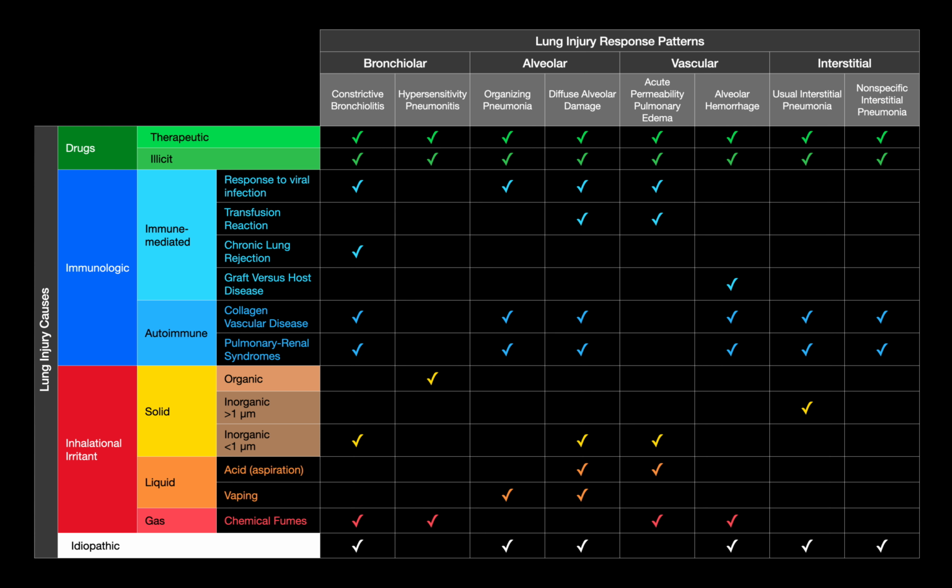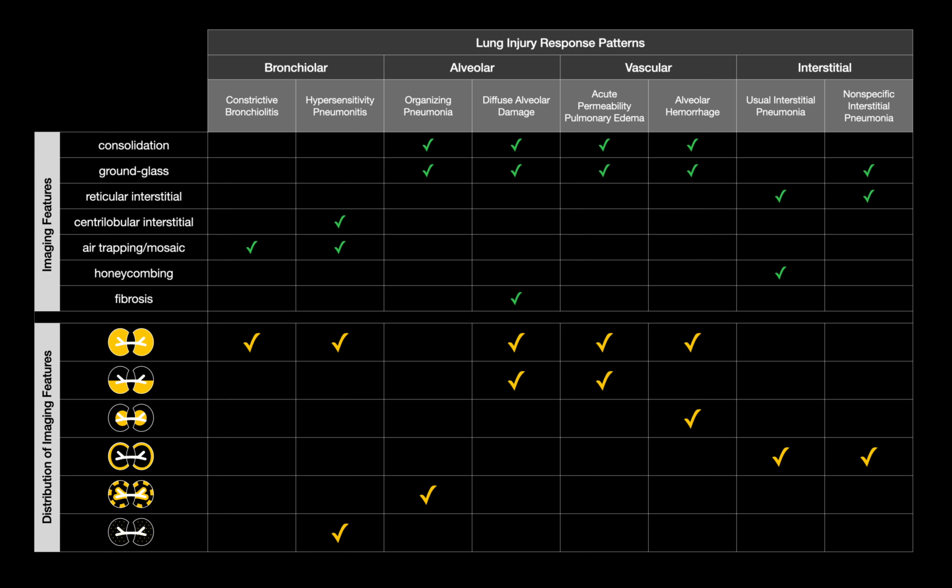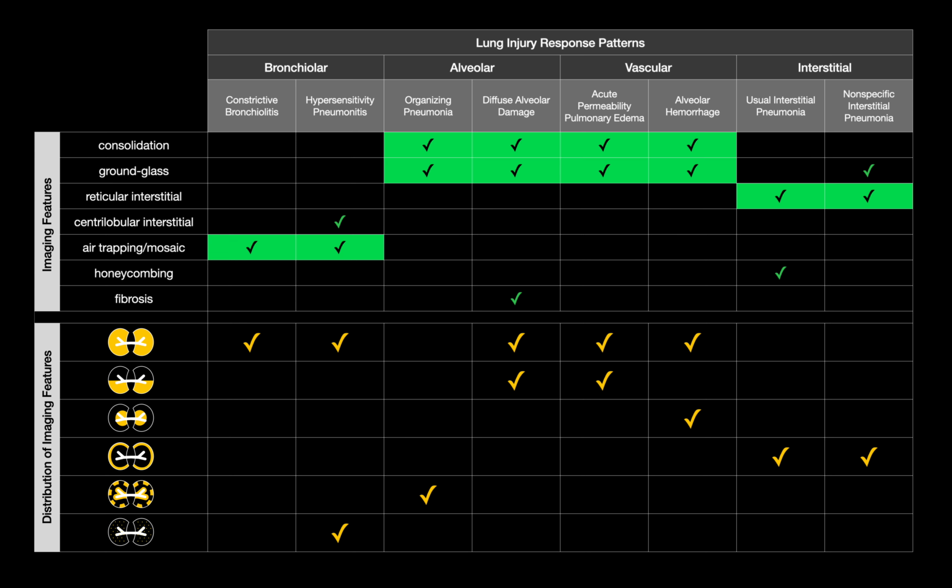Now let's assemble a bird's eye view of the imaging presentations of these lung injury response patterns. What are the main takeaways from this table? 1. The common theme in bronchiolar injury response patterns are air trapping and mosaic attenuation pattern. 2. The common theme in alveolar and in microvascular lung injury response patterns are consolidation and ground glass opacities. 3. The common theme in interstitial injury response patterns is a reticular interstitial pattern.